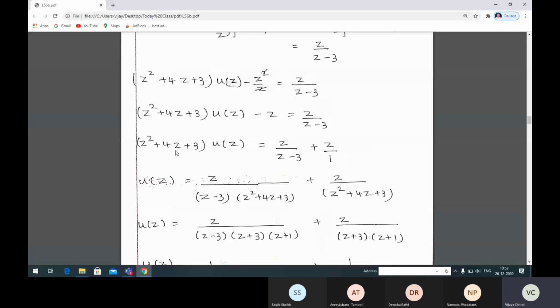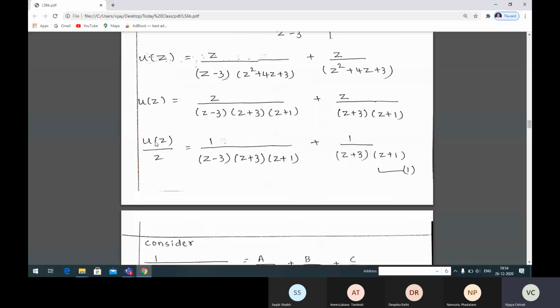So minus z you take from LHS to RHS, so this becomes plus z, right? So u of z is equal to z divided by z minus 3 into z square plus 4z plus 3, plus z divided by z square plus 4z plus 3. We take this z square plus 4z plus 3 from the left hand side to the right hand side; it is in the numerator, and comes this side as the denominator. Next we want u of z divided by z. So u of z divided by z is equal to 1 upon z minus 3 into z square plus 4z plus 3.